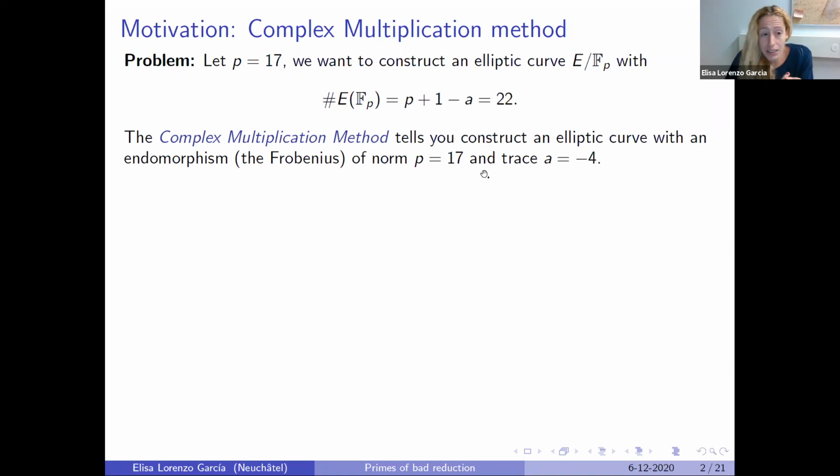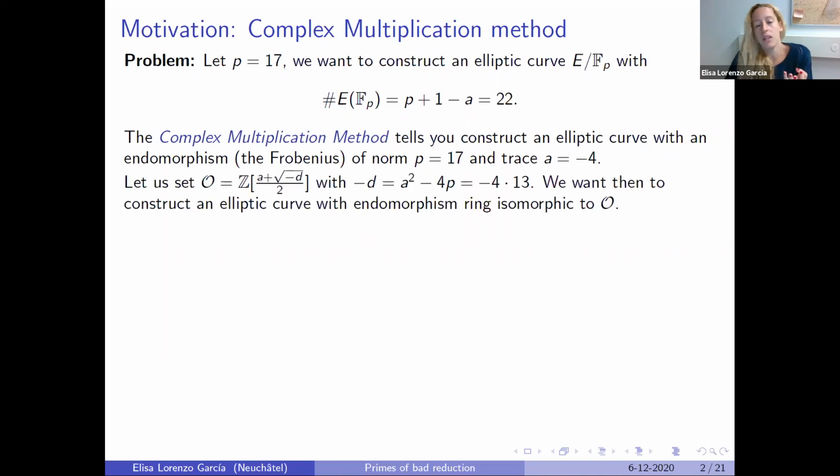But constructing an endomorphism with these properties is kind of equivalent to saying that we want to construct an elliptic curve with an endomorphism ring isomorphic to this O that I presented here. So we take O equal to Z and we add this element. This element is going to be like the Frobenius because it has trace equal to a, and the norm we are going to force to be equal to p. And this gives us this condition on D. So we need D to be this number.